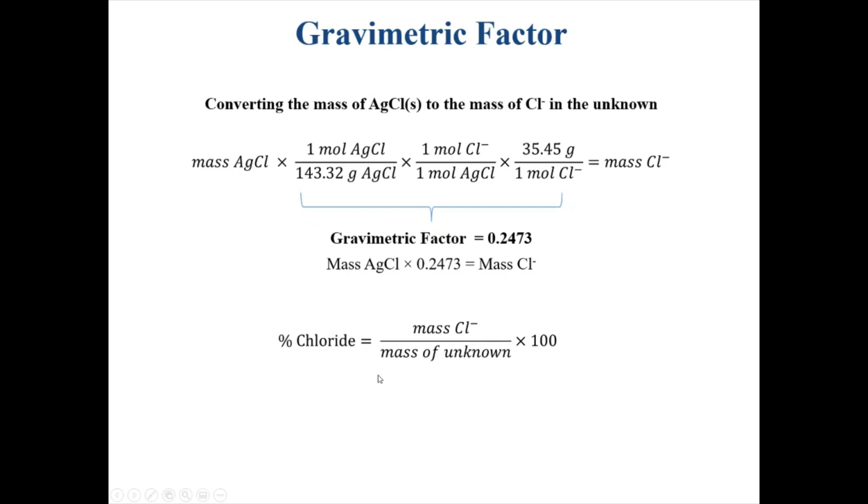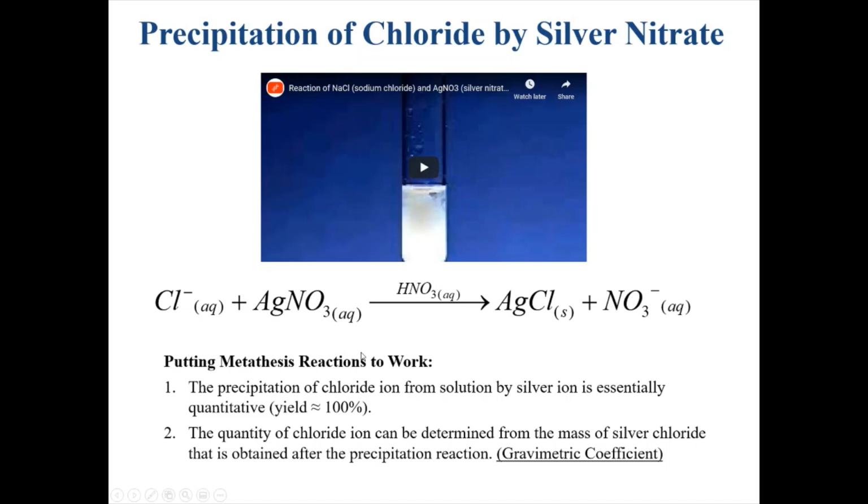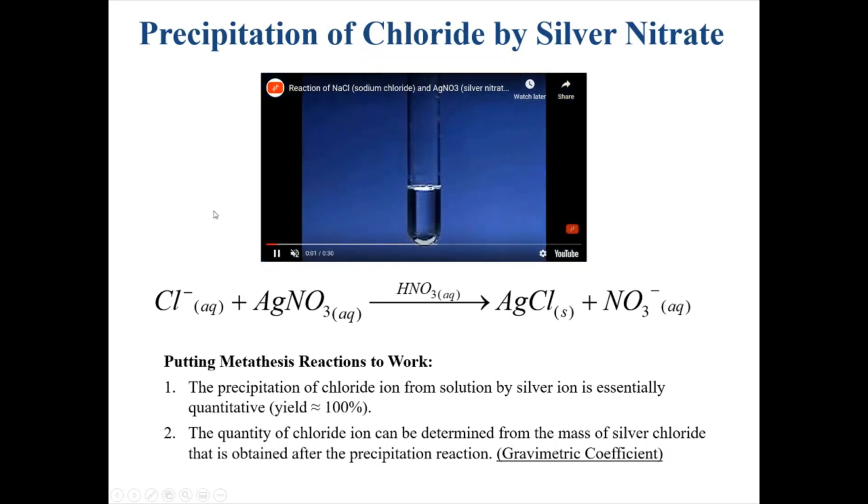Okay, so let's take a look at the reaction that we're going to do. In this case, we're going to put metathesis reactions to work. We have the chloride that's going to be dissolved in solution from the unknown. When we add silver nitrate, we're going to make silver chloride, and this is what it's going to look like. If you were in lab, when you had your unknown and you add the silver nitrate, you're going to make a white precipitate that looks just like this. We've seen this before in metathesis reactions, but I just wanted to remind you, this is exactly what it will look like when you add the silver nitrate to that solution.